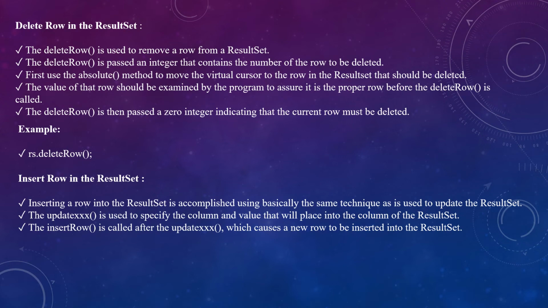Next one is insert row in the result set. Inserting a row into the result set uses basically the same technique as updating the result set. The update methods specify the column and value that will be placed into the column of the result set. insertRow is called after the update, which causes a new row to be inserted into the result set.